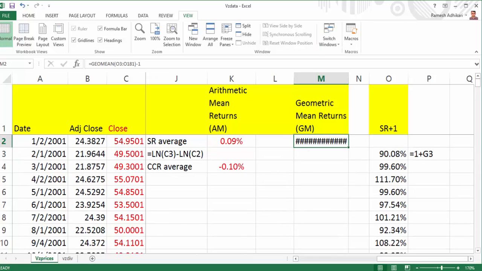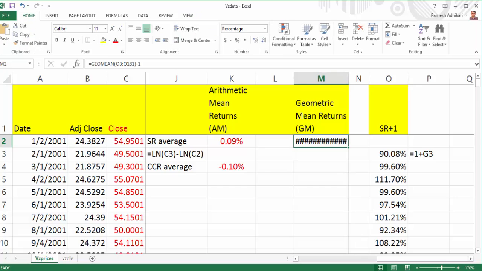The format seems a little off, so let me clear all that and make this look better. So here is the format. I just want to show you here. Okay, that's the geometric mean. I was just changing the format. So this is how easy it is. What you do is basically you have the simple return series. You add 1 to each value in the series, find the geometric mean for the new series, and subtract 1. So this is how you calculate the geometric mean.